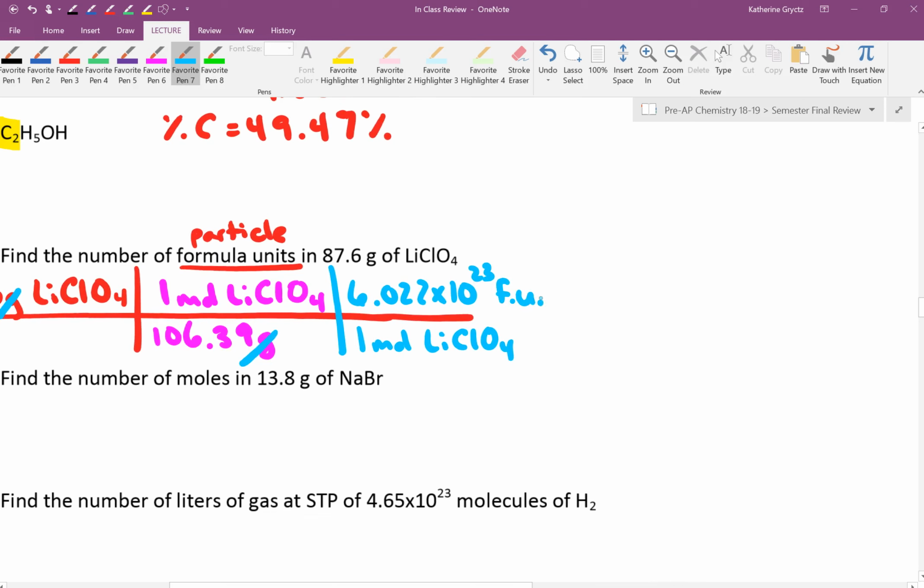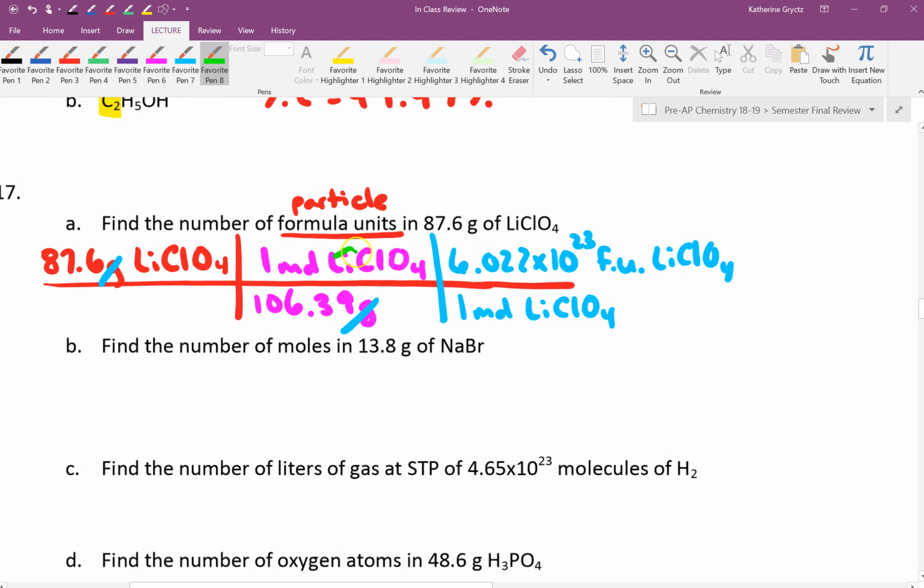I'm going to abbreviate it. That's not me cursing at you. That's abbreviating formula units. And now our moles will cancel. And so we should end up with formula units as our answer. So now we can just go ahead and calculate.